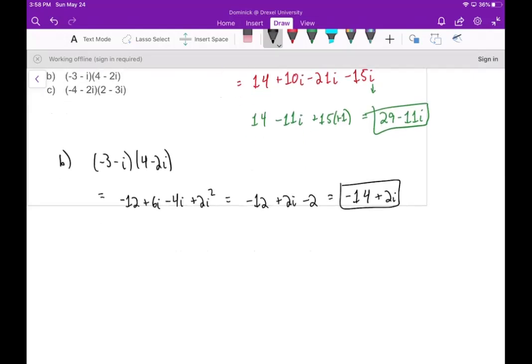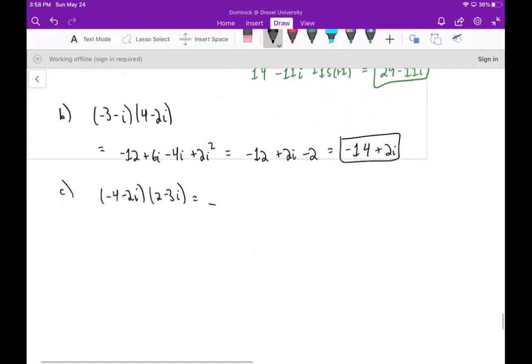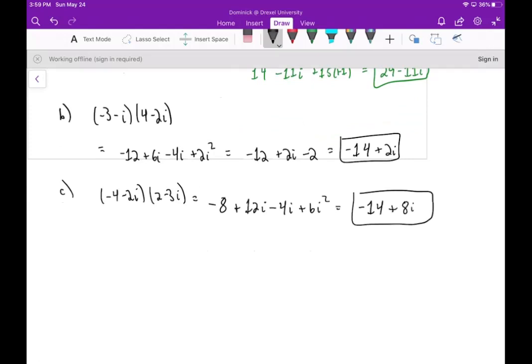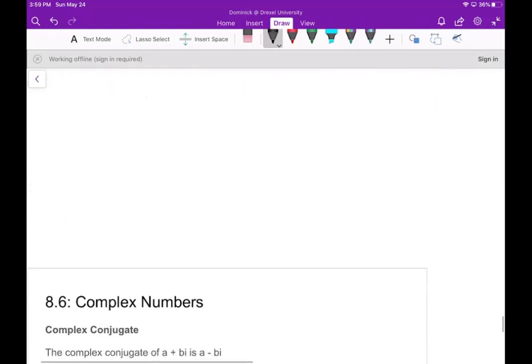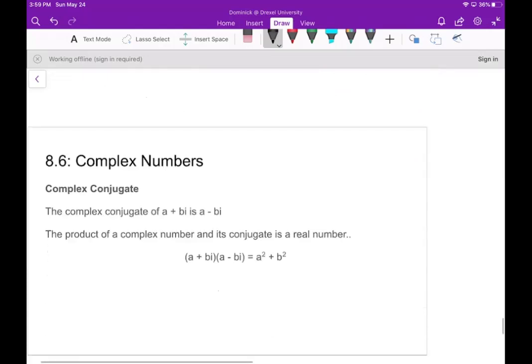And then finally in part C, we get a minus 4 minus 2i times a 2 minus 3i. So when we FOIL, we're going to get a minus 8 plus 12i minus 4i plus a 6i squared. So once I make this 6i squared a minus 6, I'm going to get minus 14 plus 8i. Okay, and then that's part C. So that's multiplying with complex numbers. So that's fairly straightforward.